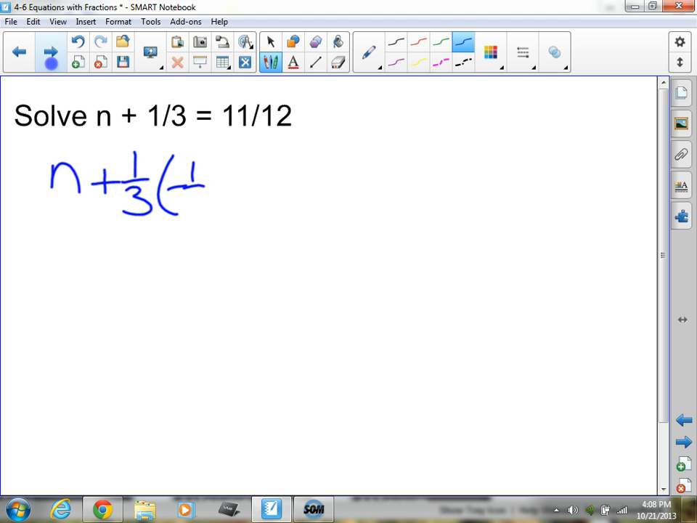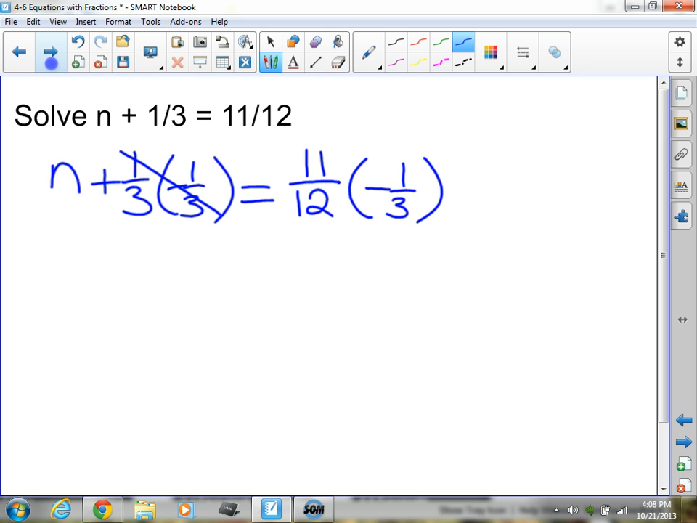N plus 1/3, I see that the opposite of addition is subtraction. So I need to subtract 1/3 from both sides. 1/3, because it's on the same side as the variable, equals 11/12 minus 1/3. Now I see 1/3 minus 1/3, that's 0, giving me my variable all by itself. Now 11/12 minus 1/3. Can't do that, can I? Because I know that I need to have the denominators match. They need to be the same number, and 12 and 3 are not the same number.